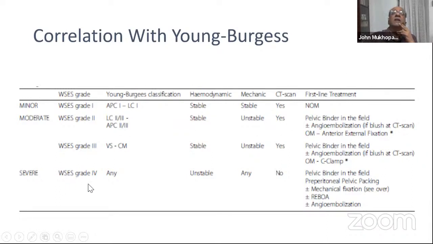While the severe grade 4 injuries, which are really hemodynamically unstable, they felt that at that time there was no real need to do the CT, but to go ahead and do your resuscitative measures, your binder, your packing or embolization, whatever you need, REBOA, etc. And then only after the patient is stabilized, you would go on to more investigations like the CT.